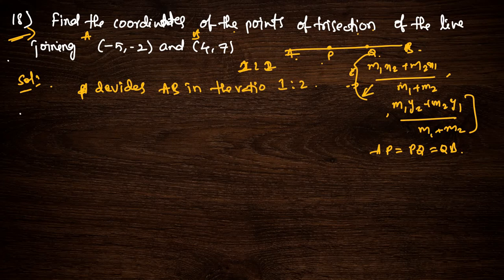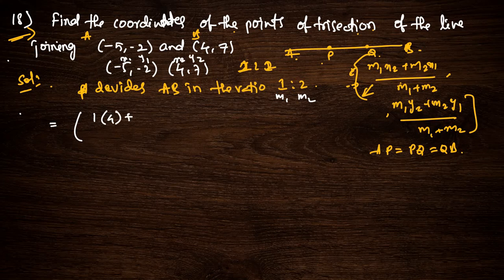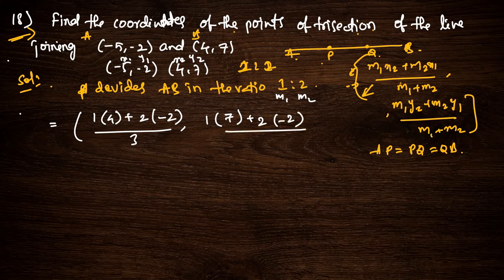Now here this is M1, this is M2. So M1 is equal to how much? 1. So what are the points? Minus 5 comma minus 2 and 4 comma 7. So x1 y1 x2 y2. So M1 into x2 is 4 plus M2 is 2 into x1 minus 5, divided by M1 plus M2 is 3, and the next one is M1 into y2. So M1 is equal to 1 into y2 is 7 plus M2 is equal to 2 into y1 minus 2, divided by 3. Okay, this is minus 5 here, not minus 2.